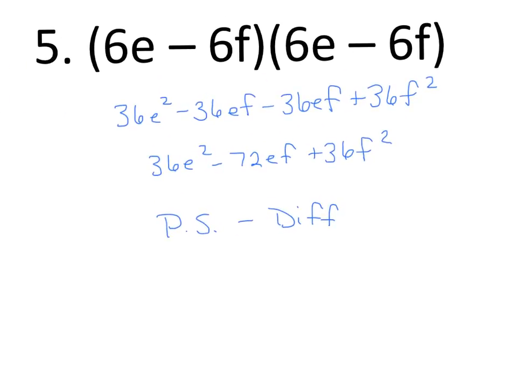Okay, same thing, since there's the same problem up here. Okay, it technically means that it's a perfect square, so I just put PS for perfect square. It's a difference because there's subtraction in the middle. Okay, and so then I went through and took 6e times 6e, 36e squared. 6e times negative 6f is negative 36ef. Do the insides here, negative 36ef, and then negative 6f times negative 6f is a positive 36f squared. So now put the middle together because they don't cancel, and you get negative 72ef.